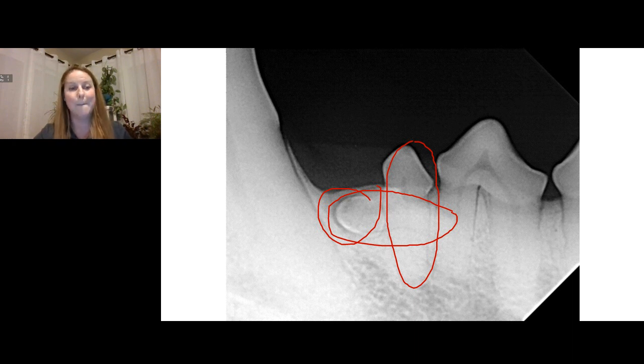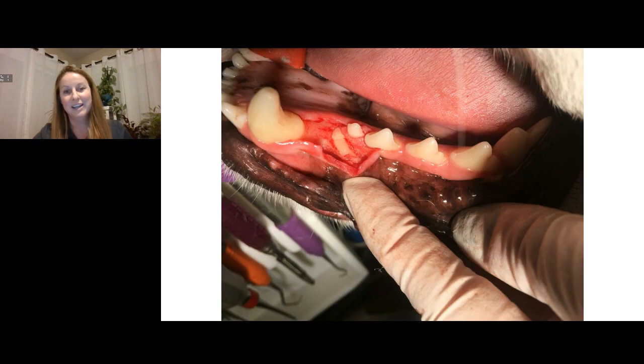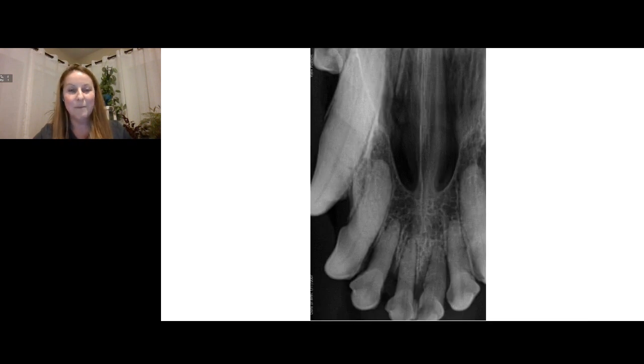That is fantastic. But hopefully you're seeing by now why we need to be doing full mouth radiographs on absolutely every patient. Look at that, guys. That's crazy, right? But we want to make sure we know what's going on with our patients.